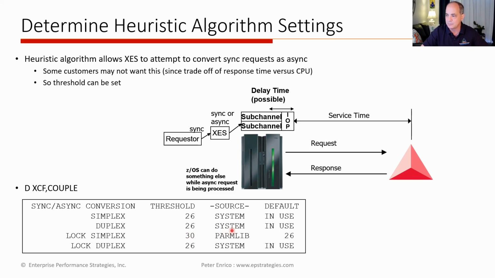So for example, in this case, these are all the default values. So 26 microseconds. But I happen to know that sometimes if the system changes it, it'll say, hey, the system changed it. You're not using the default anymore, and this is the new value. And that's an interesting exercise to go through as well. So this is where you're going to want to understand when your flip point is for converting synchronous to asynchronous.